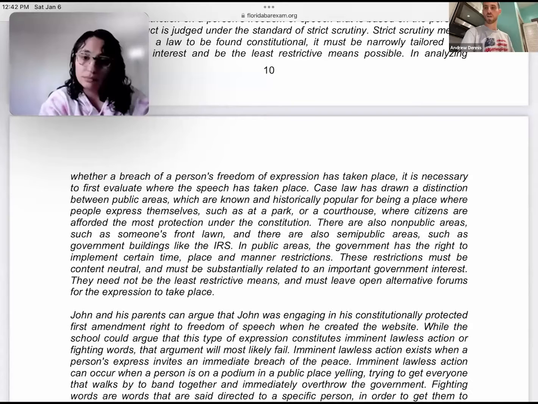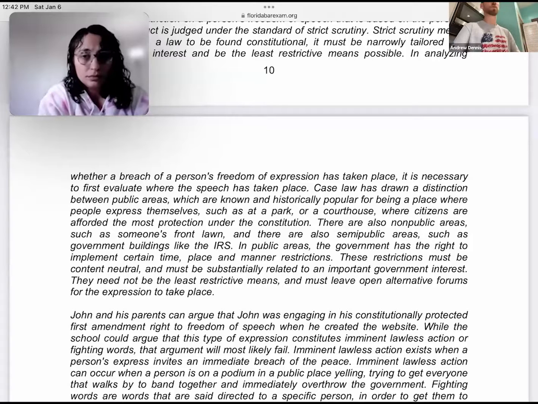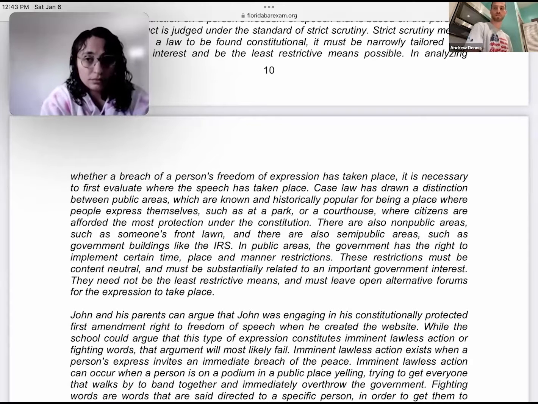In public areas, the government has the right to implement certain time, place, and manner restrictions. These restrictions must be content neutral and must be substantially related to important government interests. They need not be the least restrictive means and must leave open alternative forums for the expression to take place. So time, place, and manner in a public forum is going to be heightened intermediate scrutiny, right? Where there is an important government interest with alternative forms of expression.